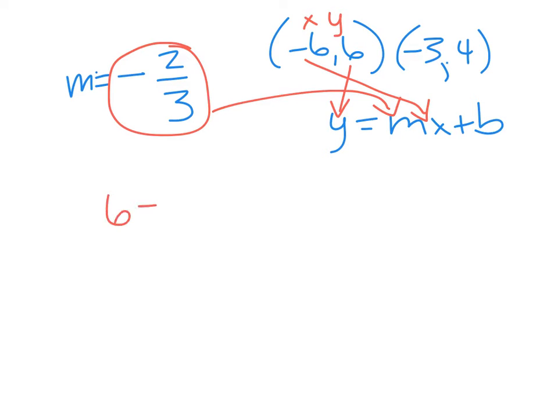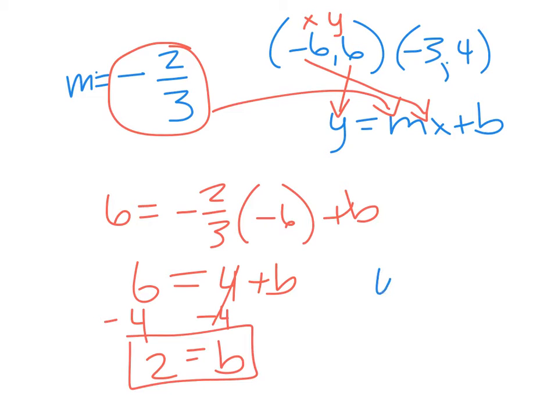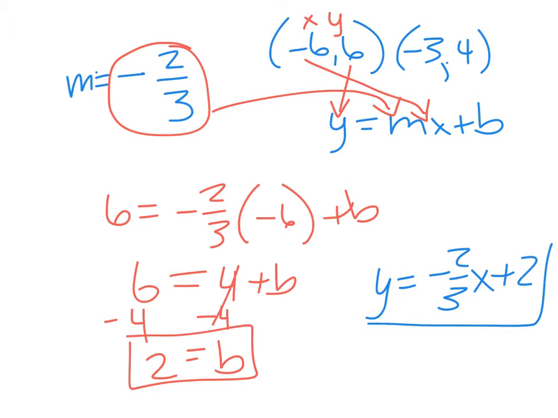So I can say 6 equals -2/3 times a -6 plus b. Now I just solve. A negative times a negative is a positive. So I do 6 times 2 is 12 divided by 3 is 4. So now I just subtract 4 to move it. And I get b equals 2. So you're going to get the same answer either way. But solving it mathematically is more of a sure answer than just graphing it.